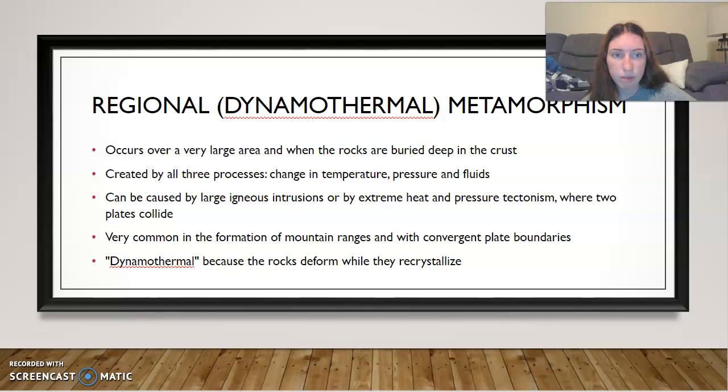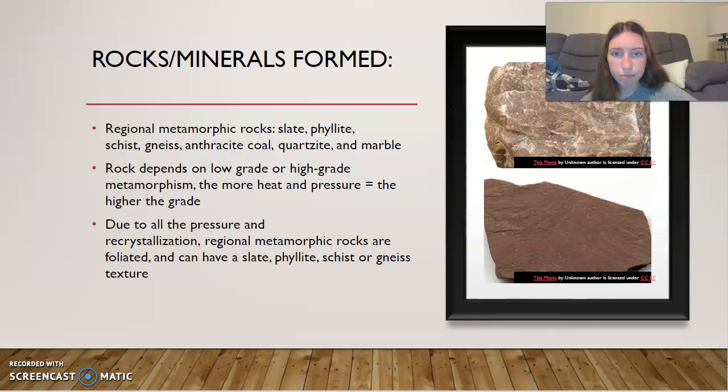Another name for regional metamorphism is dynamothermal metamorphism, and this is because the rocks deform while they are recrystallizing too. So a few rocks that are formed by regional metamorphism are slate, phyllite, schist, gneiss, quartzite, and marble.